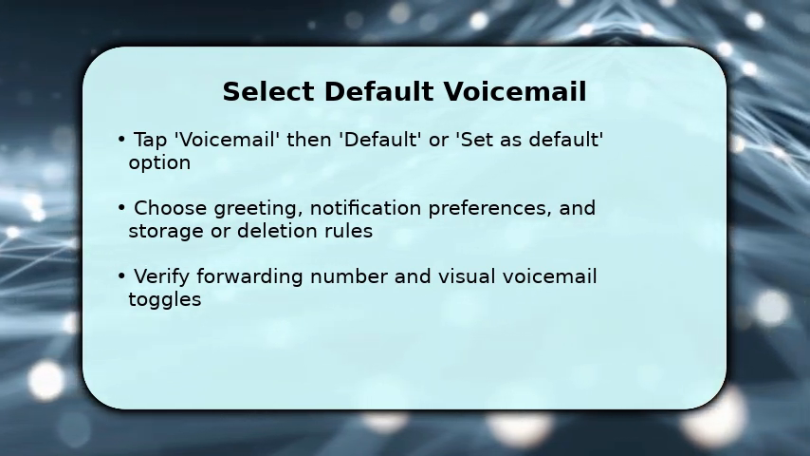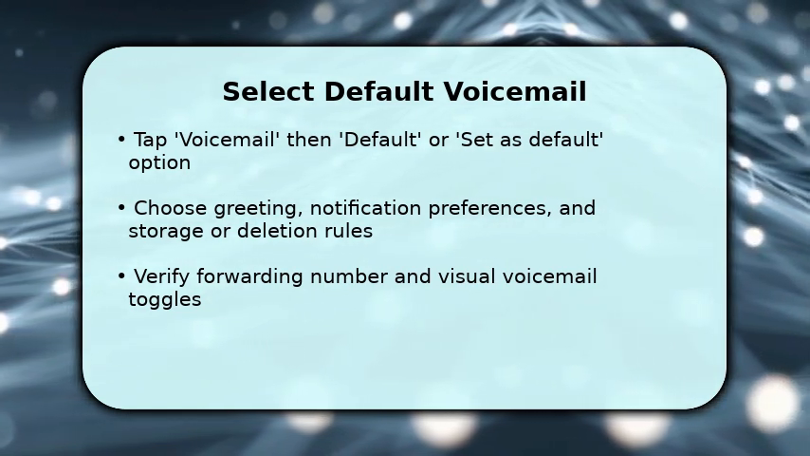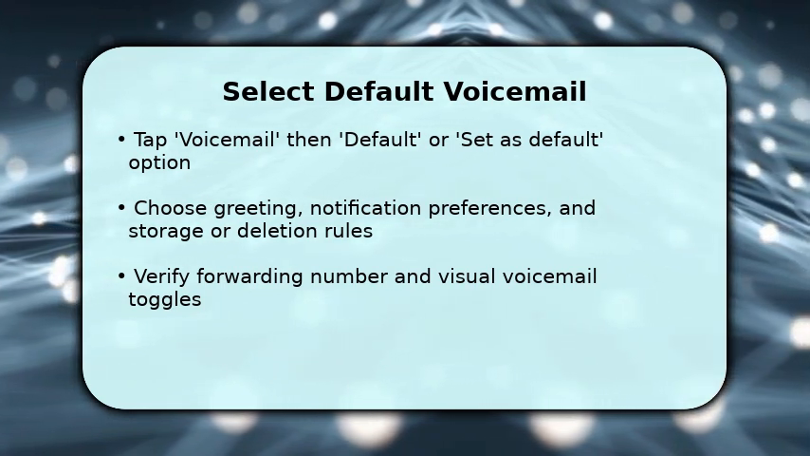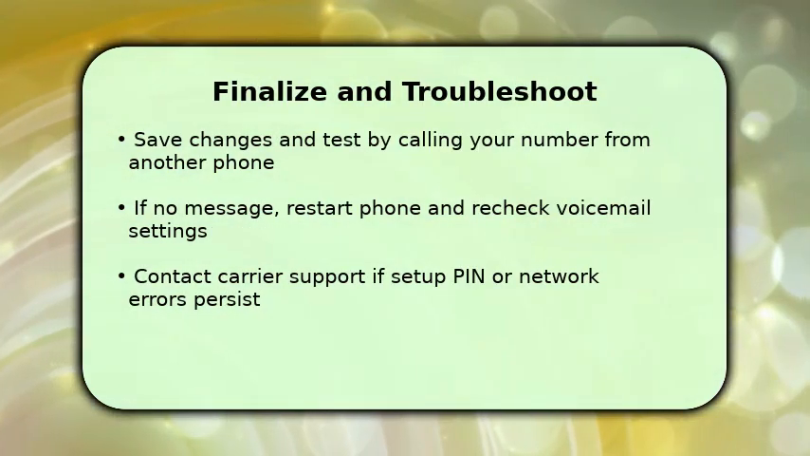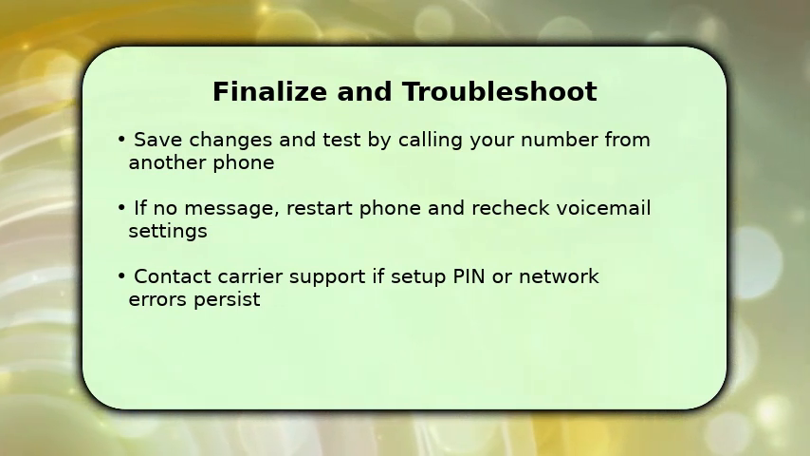Also verify the forwarding number and toggle visual voicemail if supported. This ensures messages appear in your phone app. Make sure to save changes. Finish by saving all changes and immediately testing. Call your number from another phone and leave a test message to confirm the greeting, notifications, and retrieval work.